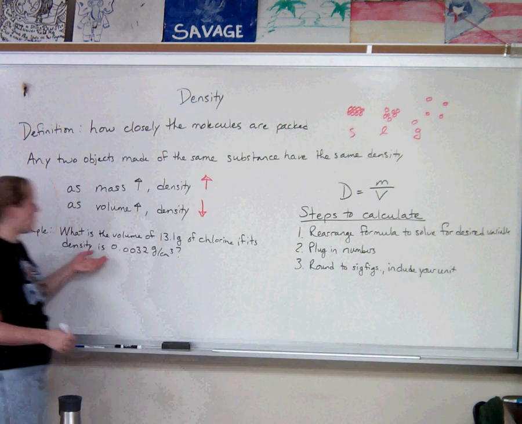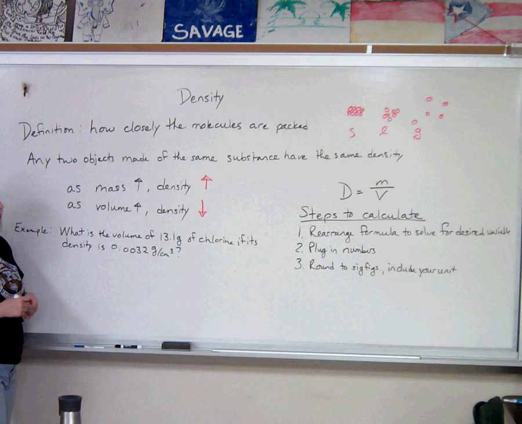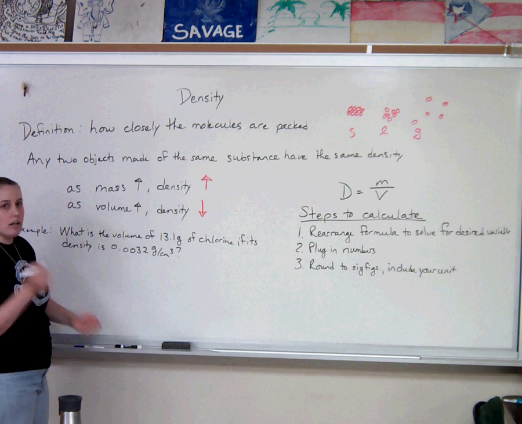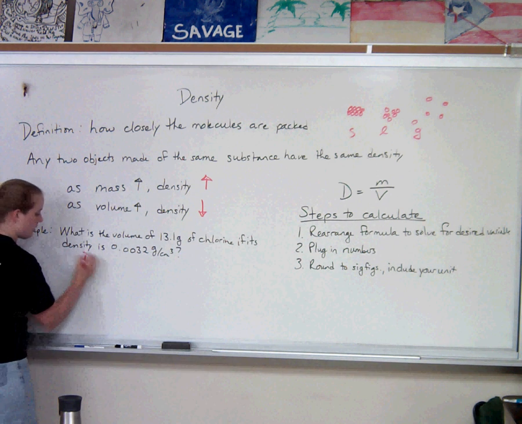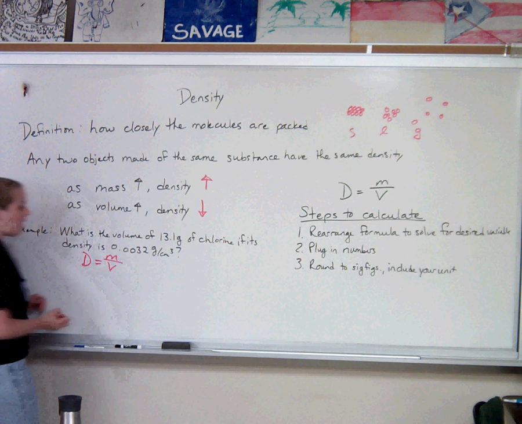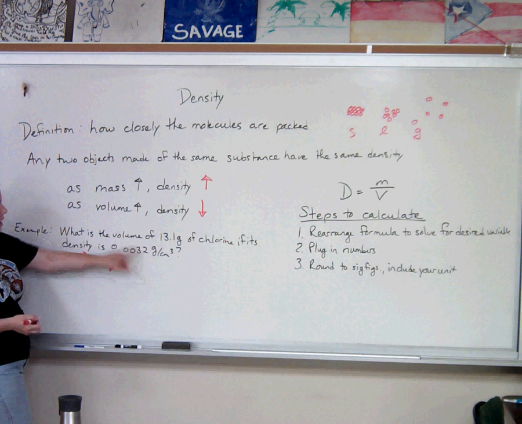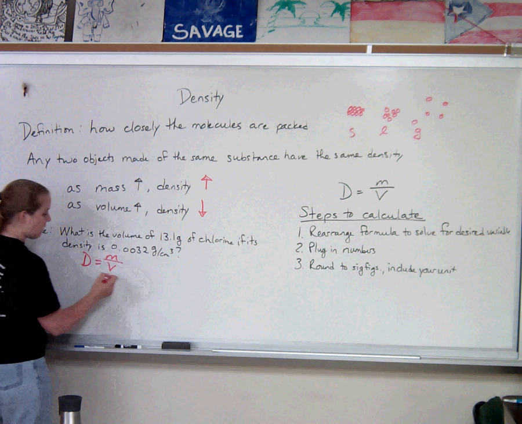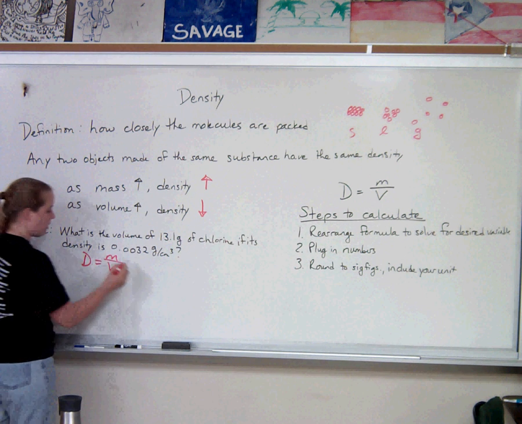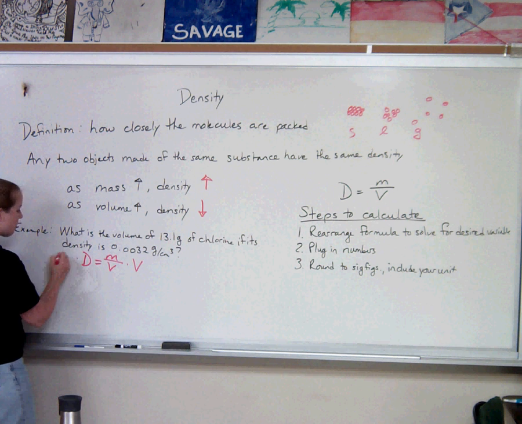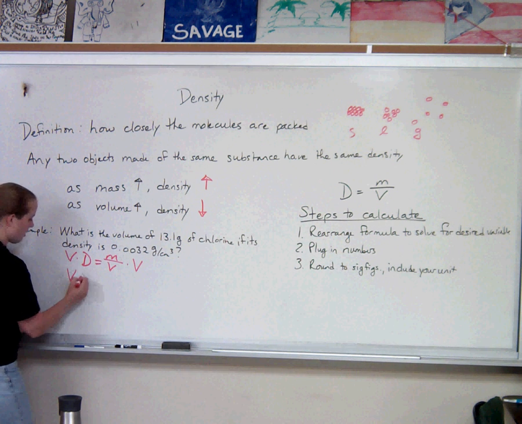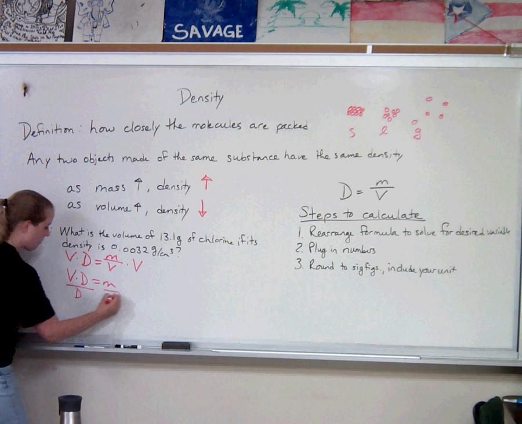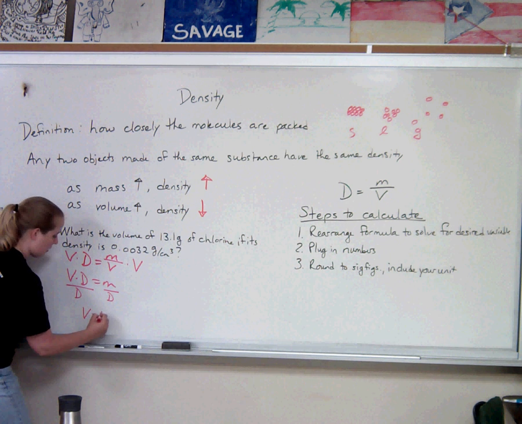So let's try this practice problem. What is the volume of 13.1 grams of chlorine if its density is 0.0032 grams per centimeter cubed? All right, so let's start off with our formula. Density equals mass divided by volume. I don't want to solve for density. I already have density. I want to solve for volume. So I need to rearrange this formula to solve for volume. So in order to do that, I have to get the volume out of the denominator. Can't do anything with something in the denominator. So we're going to multiply both sides by v. So now I have v times d equals m. In order to solve for v, I now have to divide both sides by d. And v equals m over d.